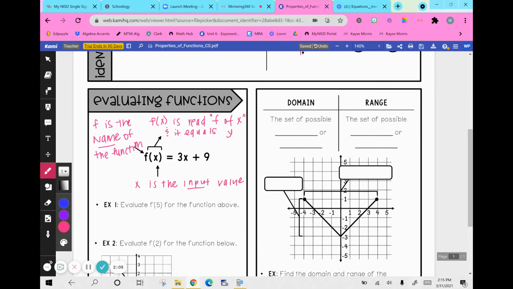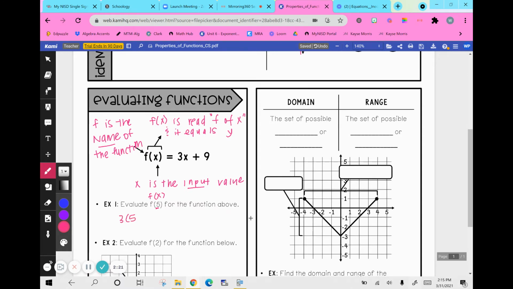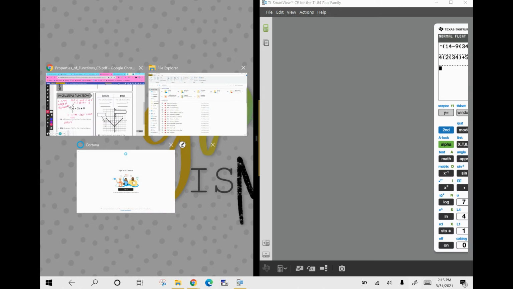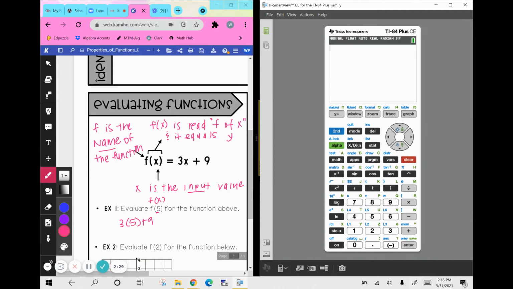So it says, example 1, evaluate f of 5 for the function above. What that says is that anywhere there's an x, we're going to put a 5, because remember this would be f of x. So this piece here is your x. So we're going to say 3 times 5 plus 9. And we can go directly to our calculator and plug that in. 3 times 5 plus 9 is 24.